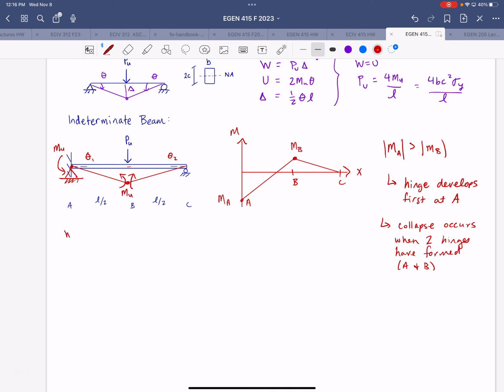So applying the work principle, the total work done is still just PU times delta. And delta, again, is equal to theta L over 2, as before. And again, that's based on small angle theory, remember? And as noted a moment ago, theta 1 and theta 2 are equal due to symmetry. I'll just note that: theta 1 equals theta 2 equals theta due to symmetry.